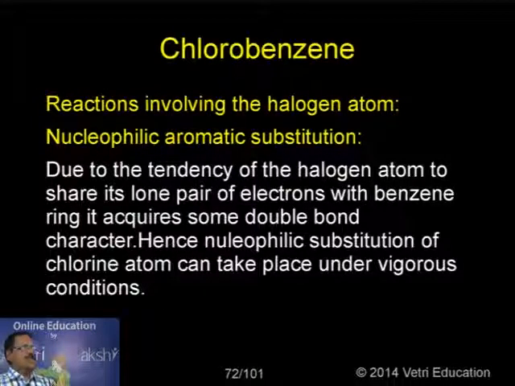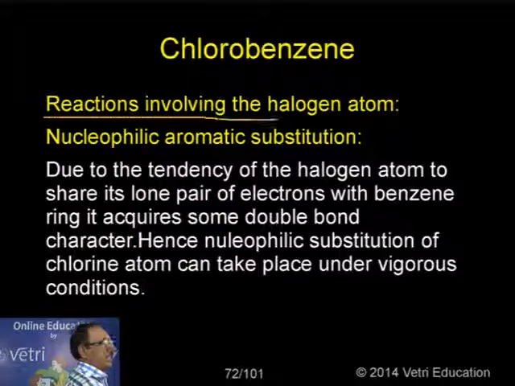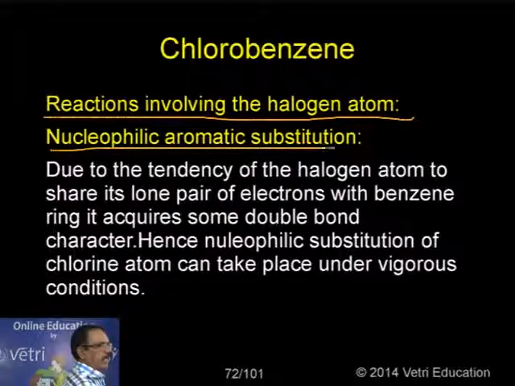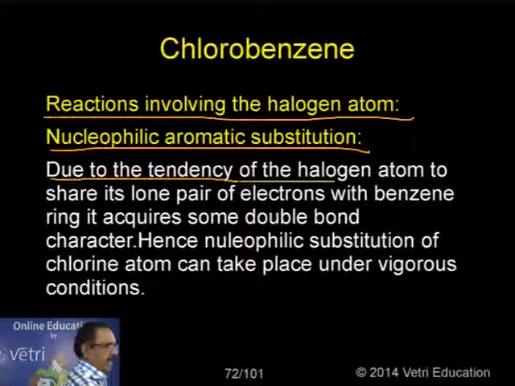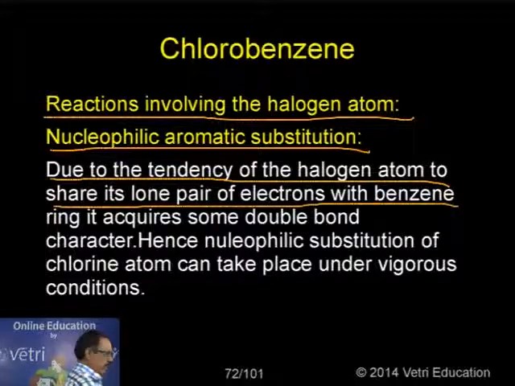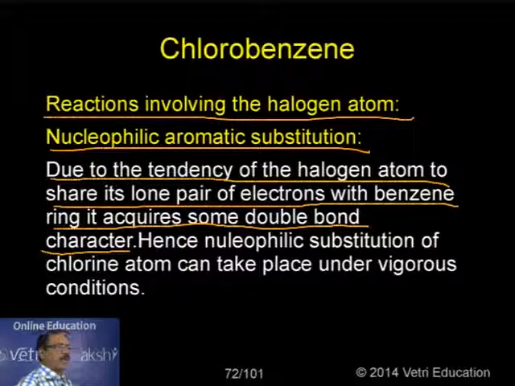So far, what I have discussed are the reactions involving the aromatic ring. Next, let me go to the reactions involving the halogen atom. Under this, I can say nucleophilic aromatic substitution. This is the most important. Due to the tendency of the halogen atom to share its lone pair of electrons with the benzene ring, it acquires some double bond character. This is the most important.